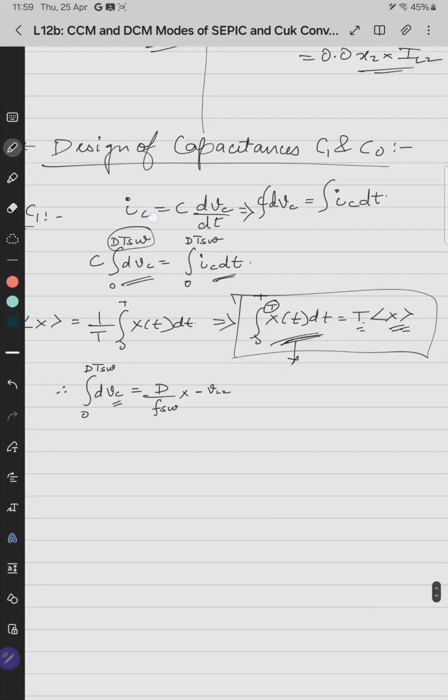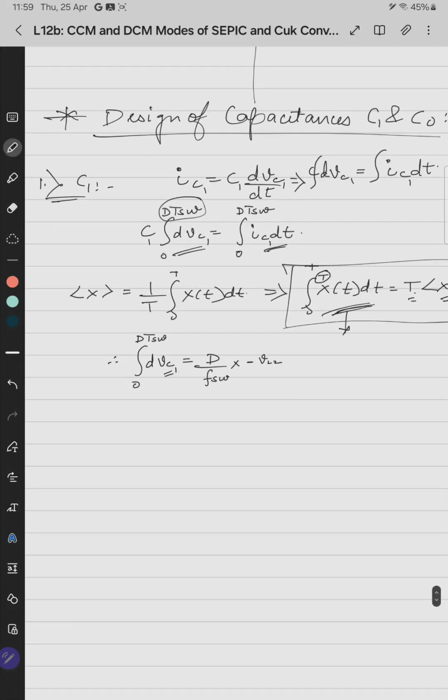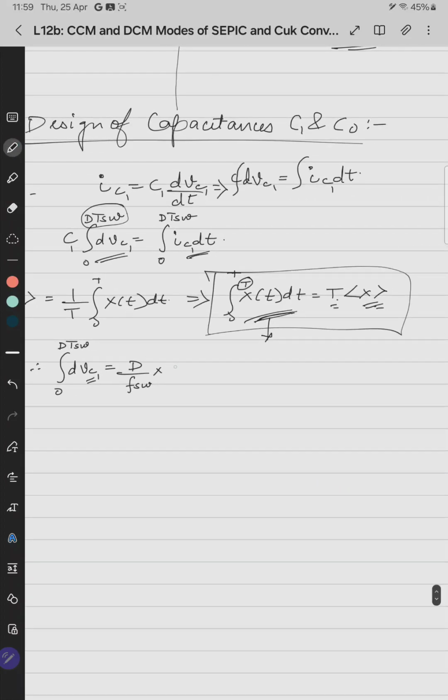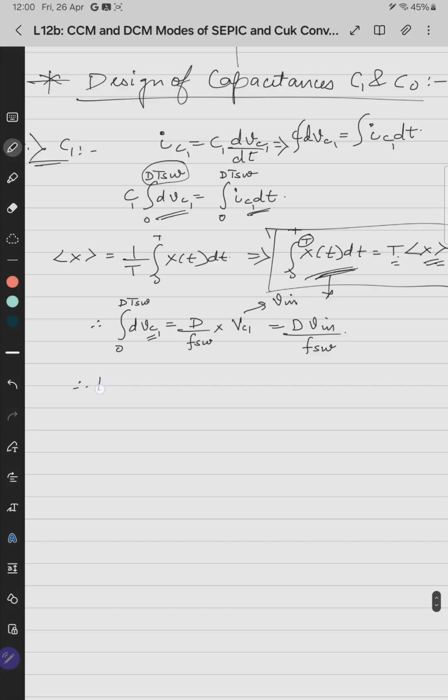So let's write here IC1, C1 dVc1. Here we had written minus VL2. The average value of x is VC1, where VC1 is Vin. So it is D into Vin by f switching. This is the value of this term. Therefore, what is LHS? LHS is C1 into D into Vin by f switching.